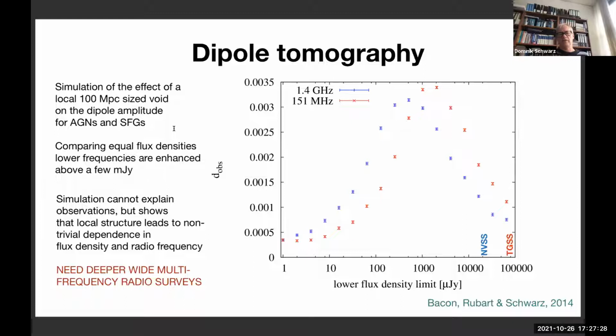And this actually gives rise to non-trivial effects, like even just a single void and the mix of two populations gives you a dipole that would have an evolving amplitude and a frequency-dependent dipole, right? So this particular simulation cannot explain the situation that we see. You also look at the magnitude here. The effect of such a dipole is way too small to explain what we see.